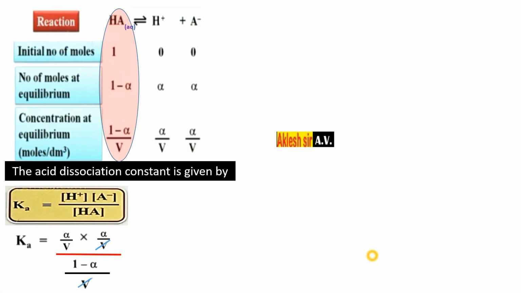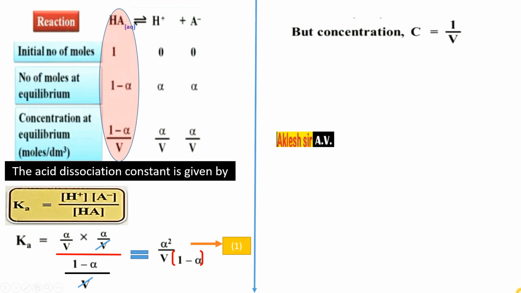Okay, next, this V will cancel. What is the remaining part here? Alpha square is remaining here, so you will write alpha square upon V and this 1 minus alpha. Okay, next. So this is equation number 1. Concentration C is equal to 1 upon V.